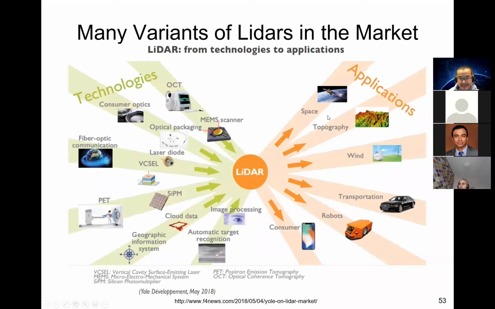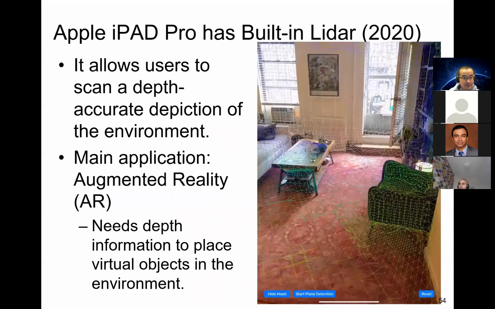With many applications in space, topology, wind, transportation, and so on. So the Velodyne's LiDAR is a mechanical LiDAR. There are newer technologies such as MEMS and other new technologies coming up.